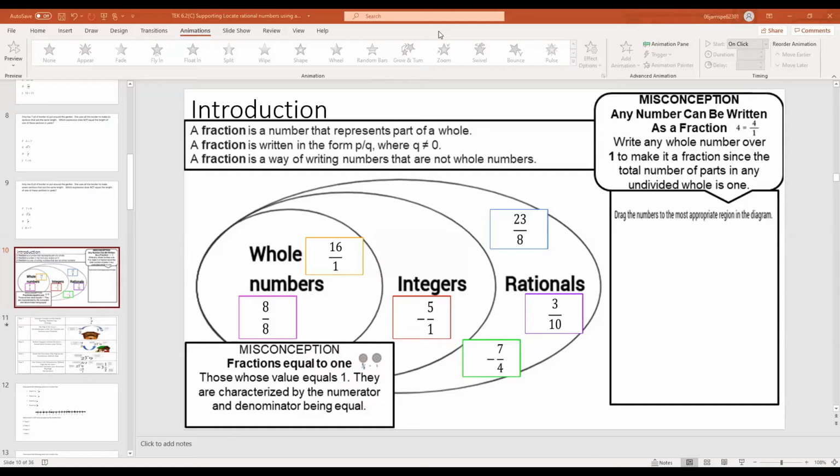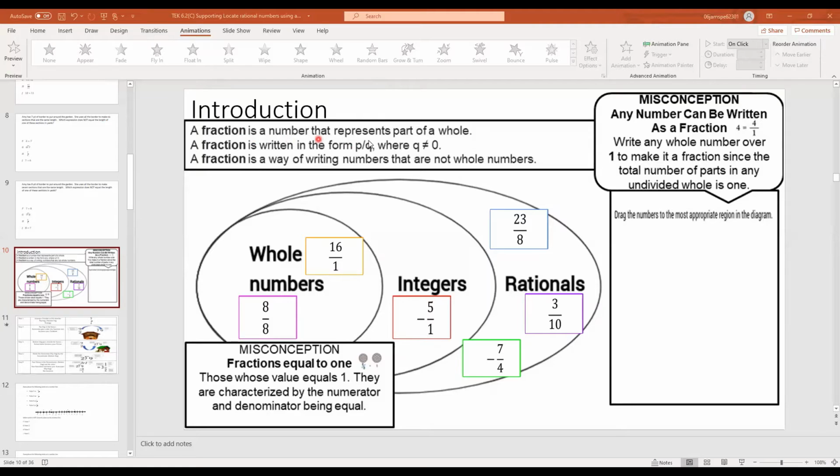Today we'll be covering TEK 6.2c, and that is to locate, compare, and order rational numbers. Now, before we get into that, I really want to address a lot of the misconceptions before we start. Let's go through some of the misconceptions, especially dealing with fractions.